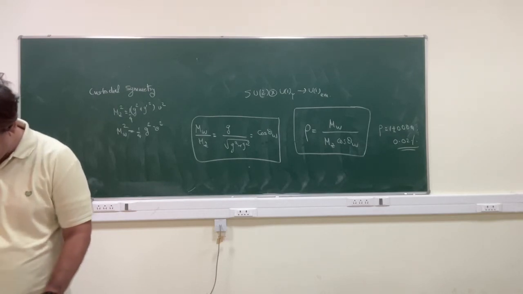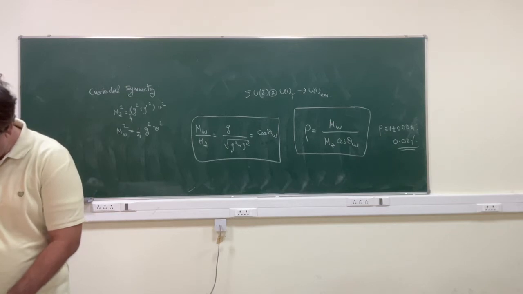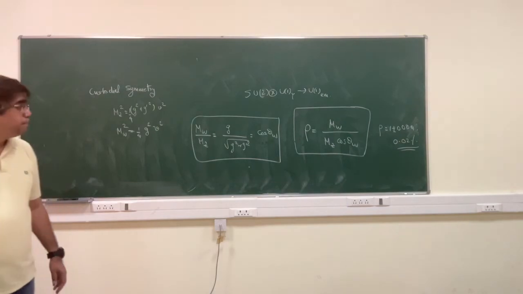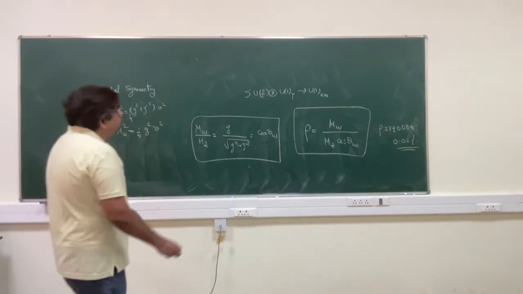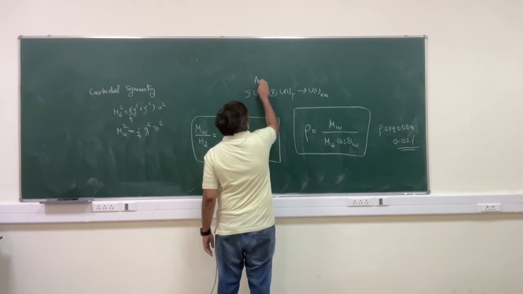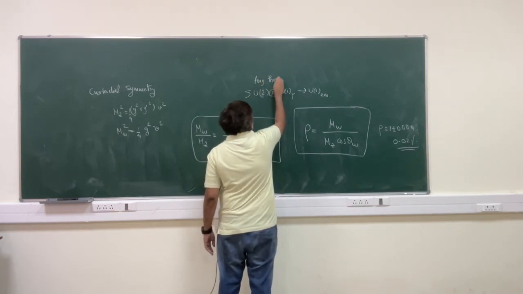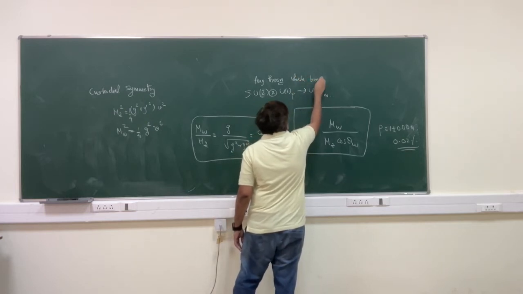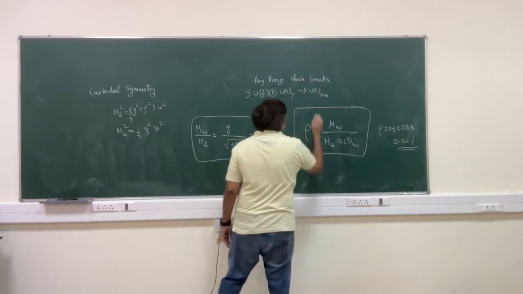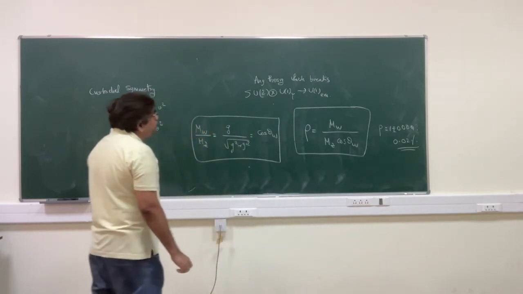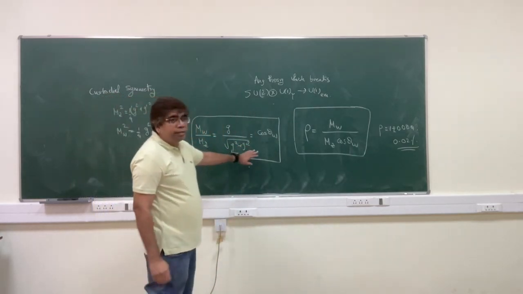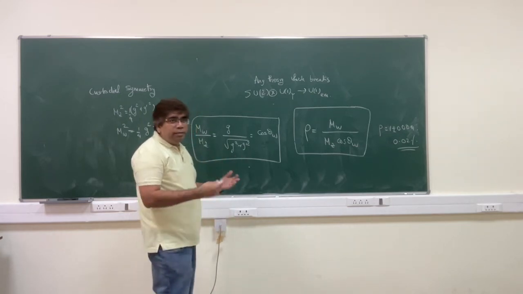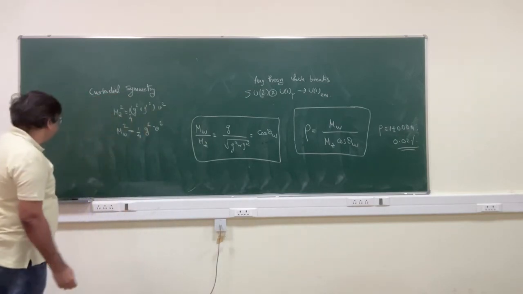I'll just write down the mass matrix in the SU(2). Any theory which breaks in this chain should satisfy this relation. So what we need is some symmetry argument. Is there any symmetry argument which can give us this?